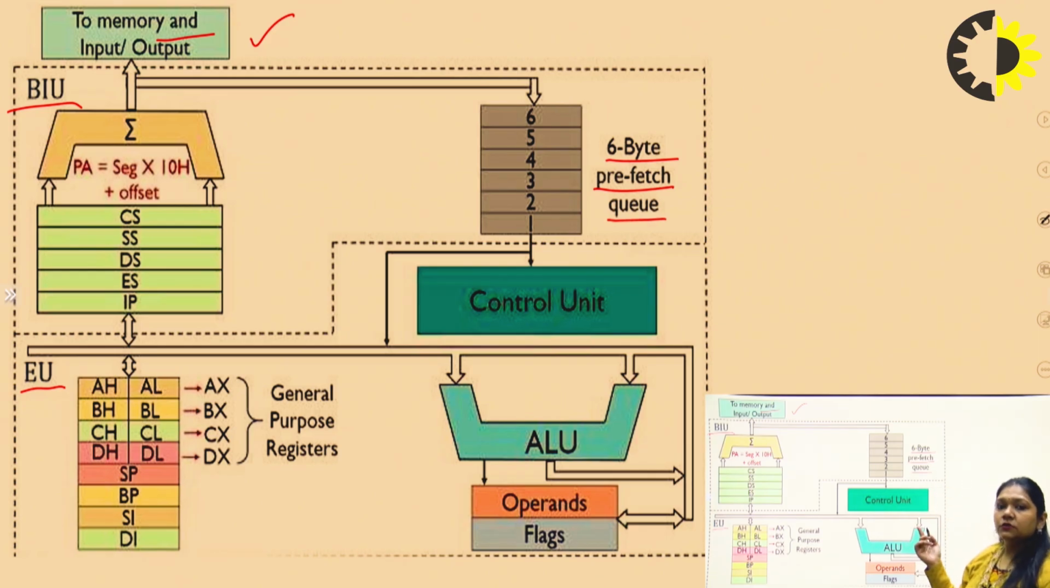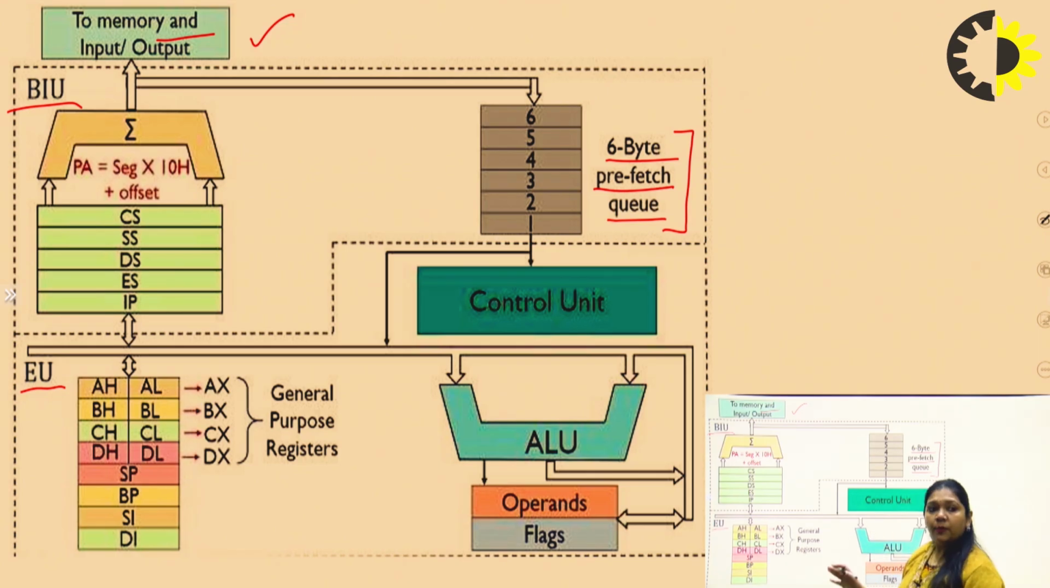This question also was there in section A in 2 marks. What is the use of prefetch queue? This 6-byte queue is the reason that parallel processing is possible in 8086. If I remove this prefetch queue, then there is no possibility of parallel processing, or I can say there is no possibility that BIU and execution unit both work parallelly. This is the main reason behind the 8086 being a fast microprocessor.